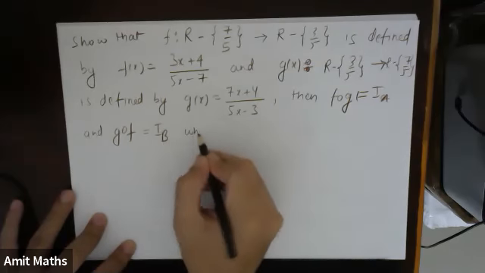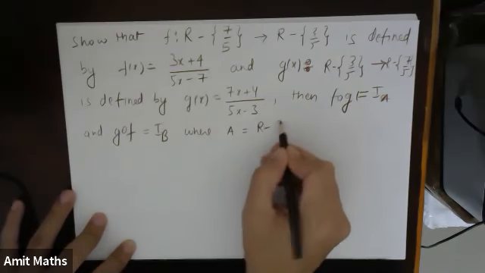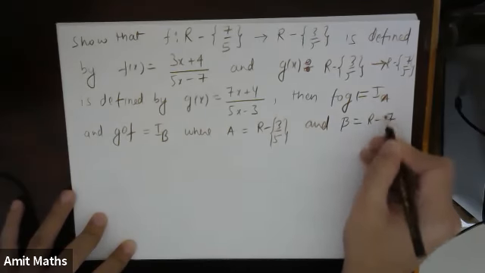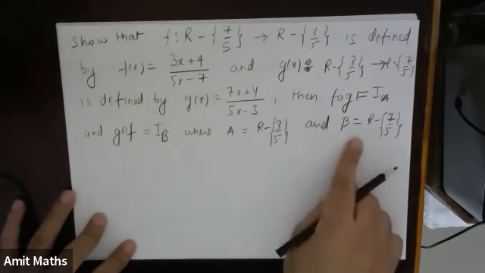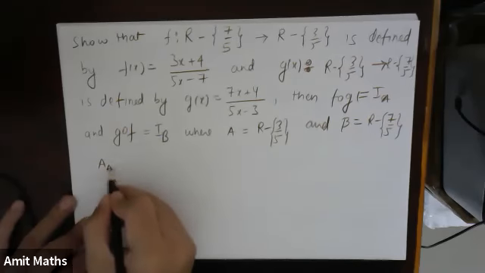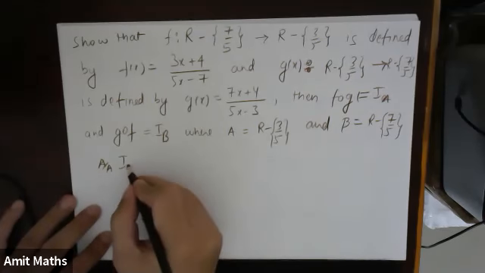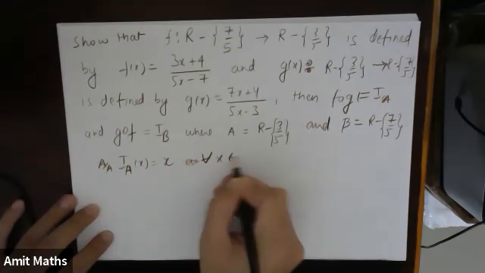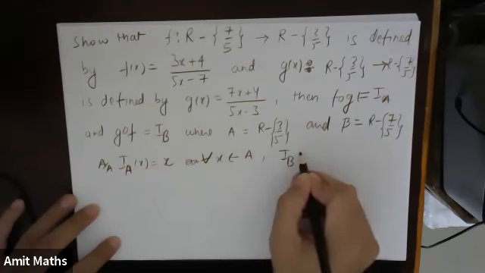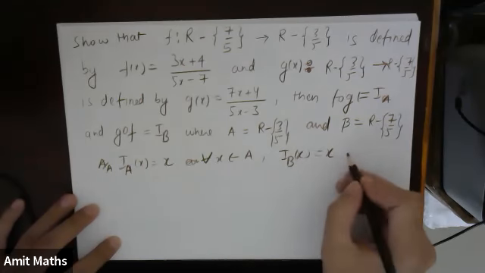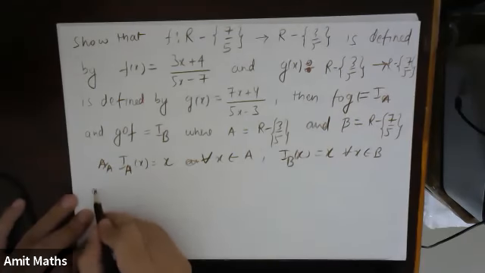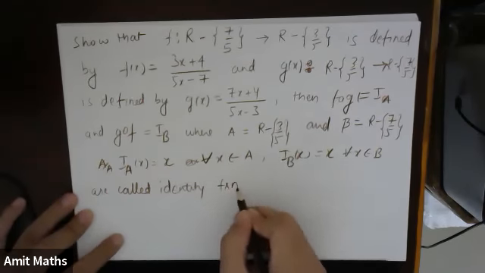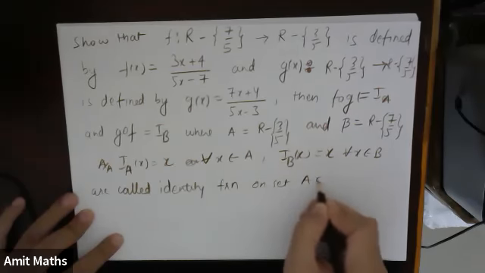where A equals R minus 3 by 5 and B equals R minus 7 by 5, where IA of x equals x for all x belonging to A, and IB of x equals x for all x belonging to B, are called identity functions on sets A and B.